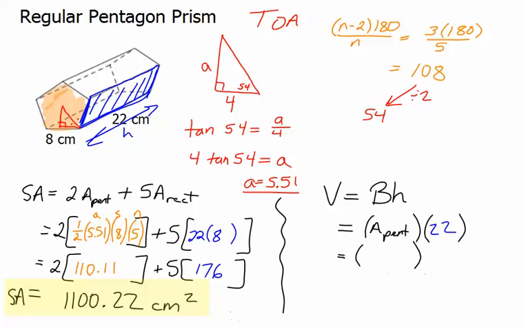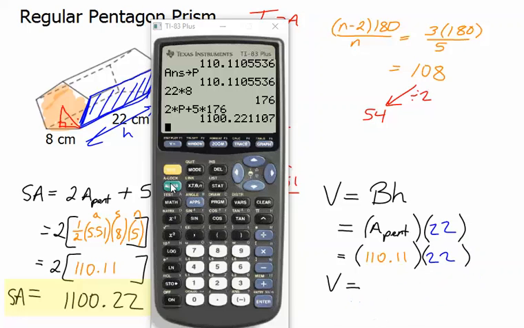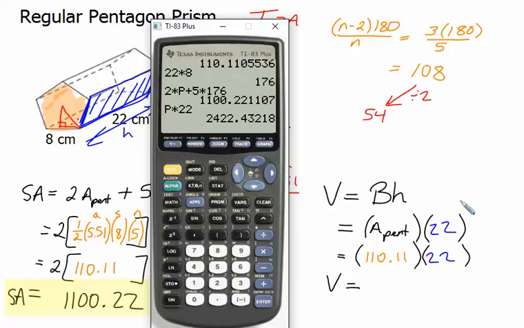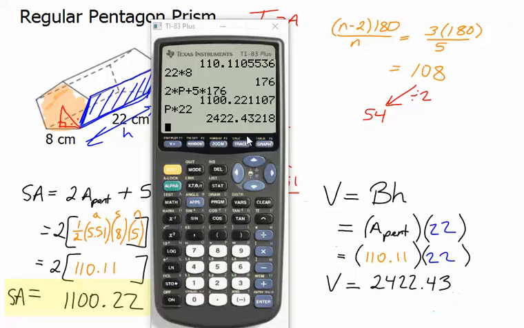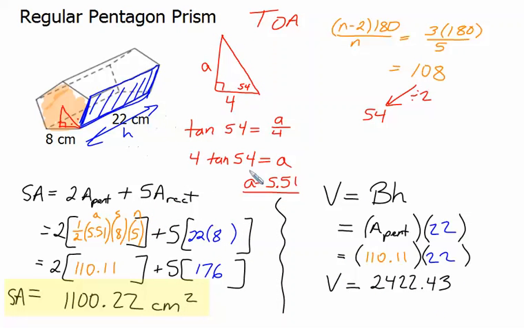So the area of the pentagon here is 110.11, rounded to 2 decimal places. The height of this prism is 22. And so when we multiply those things together, we'll take the P for the pentagon times 22, and we're getting 2422.43. Double checking that. Awesome. And then we also need to have our units. Now volume involves 3 dimensions, so the unit will be centimeters cubed in this particular problem.